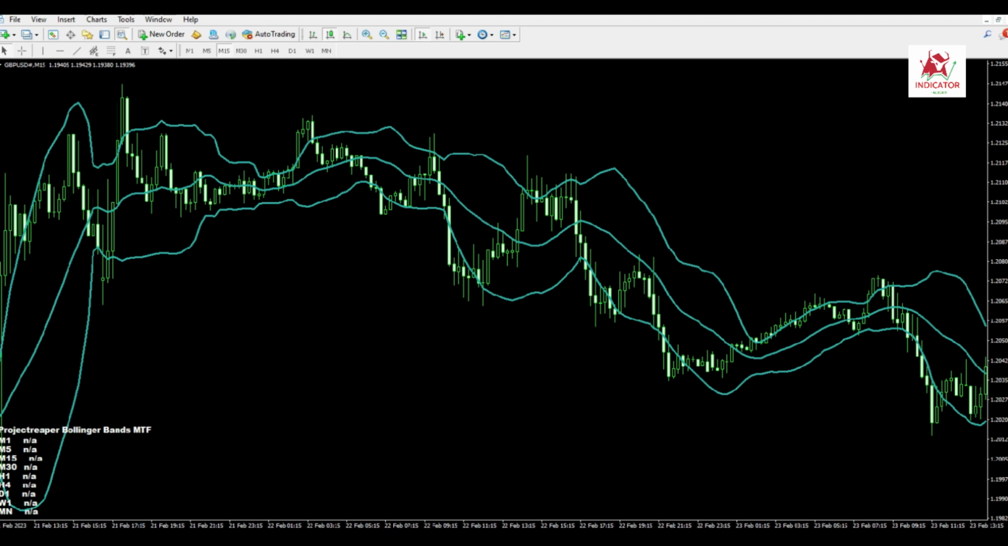Time frames: 1 minute, 5 minutes, 15 minutes, 30 minutes, 60 minutes, H4, daily, W1, MN. It draws arrows on the chart and does not repaint. Terminal: MetaTrader 4. The pictures: Bollinger Bands MTF alerts.